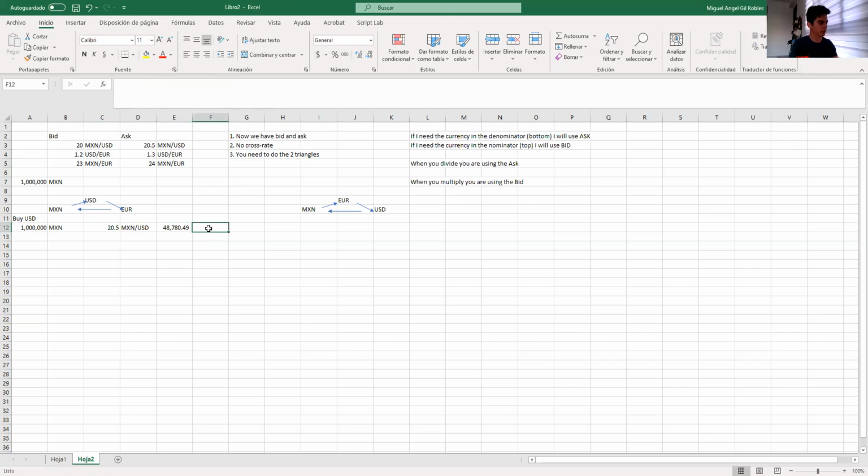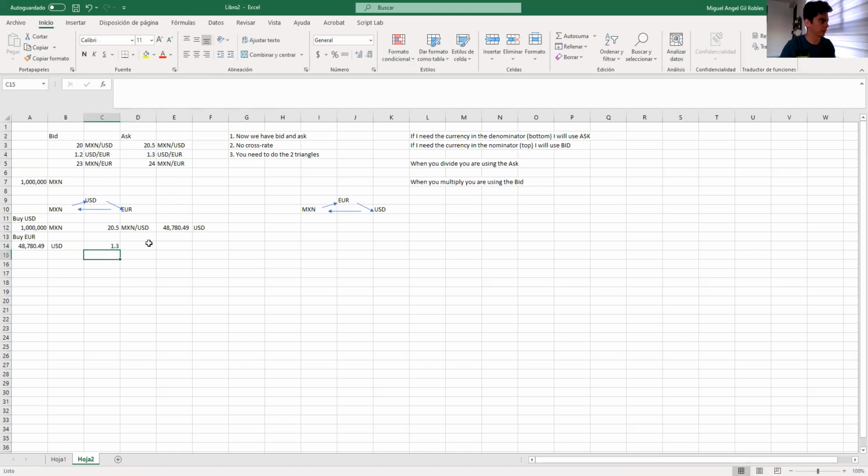Format, and this is dollars, okay? Now, second step, buy euros. So when buying euros, I need to use my dollars. And again, question, bid or ask. So it's going to be either this or this. What currency do I need? I need euros. Euros are at the bottom, so that means I will use ask.